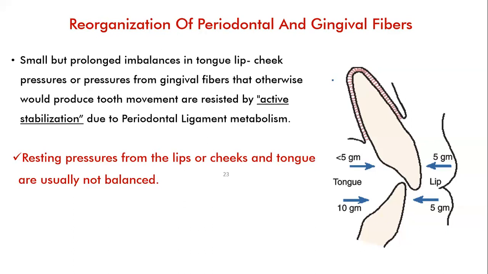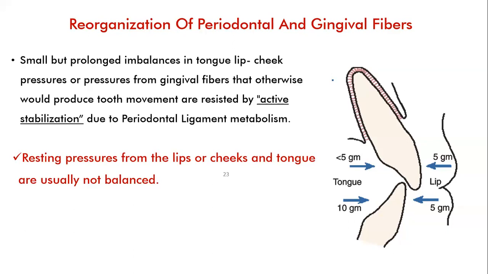And if you continuously had these imbalances, teeth would keep moving. But the teeth are not actually moving like that all the time. That kind of tooth movement is resisted by a concept known as active stabilization. Very important. What is active stabilization? It helps the teeth not move in response to pressures from your tongue, lip, cheek, or pressures from your gingival fibers, but the teeth are actually still being held in place. And that resistance is called active stabilization.